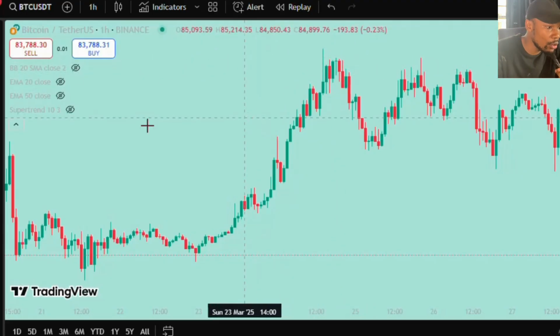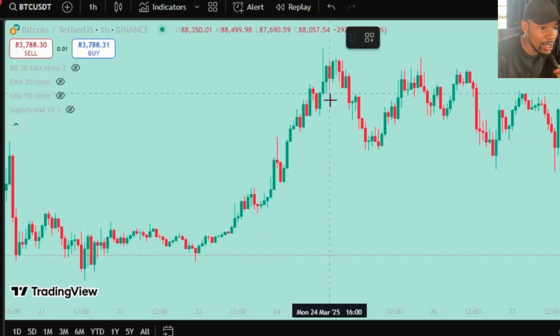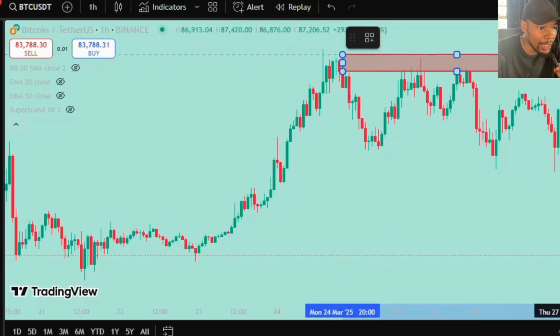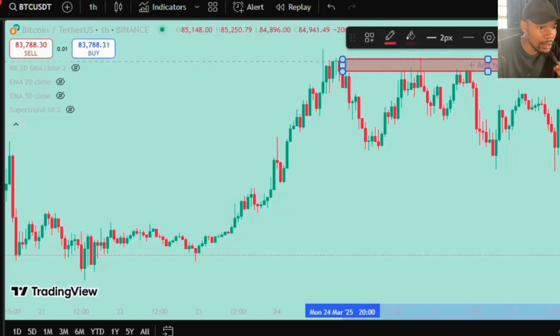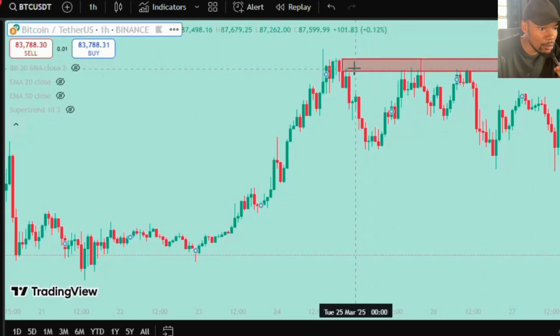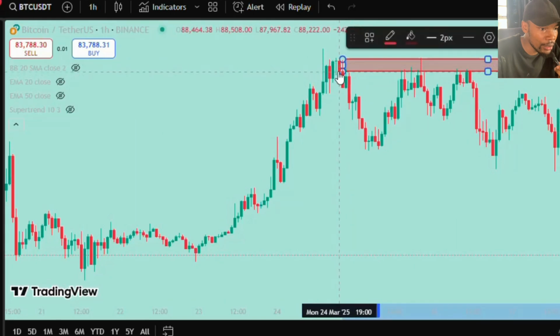So I told you what you're going to do is to just take your rectangle, quickly mark the red candle and draw it like this. Draw it to the end. Make sure you mark your red candle very well, just the size of the full red candle. Okay, you can lock it so it doesn't move.